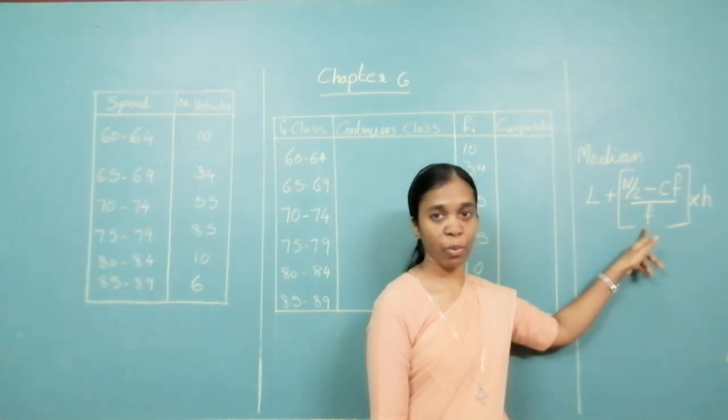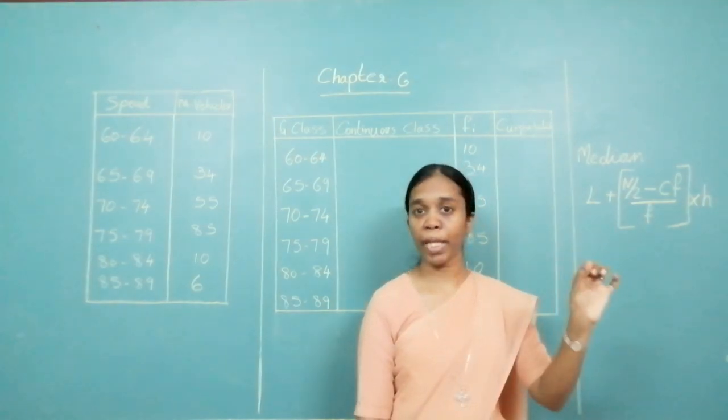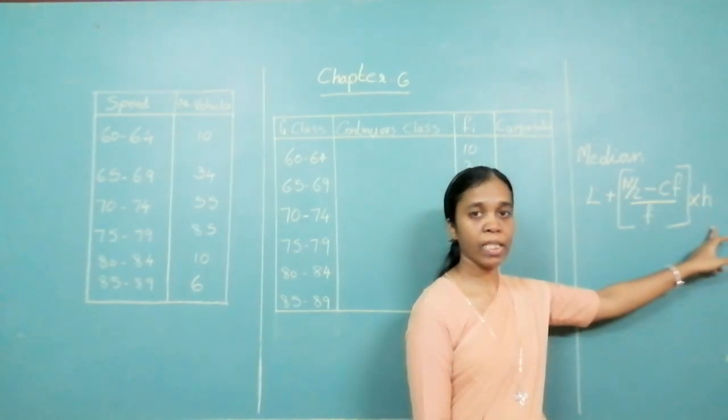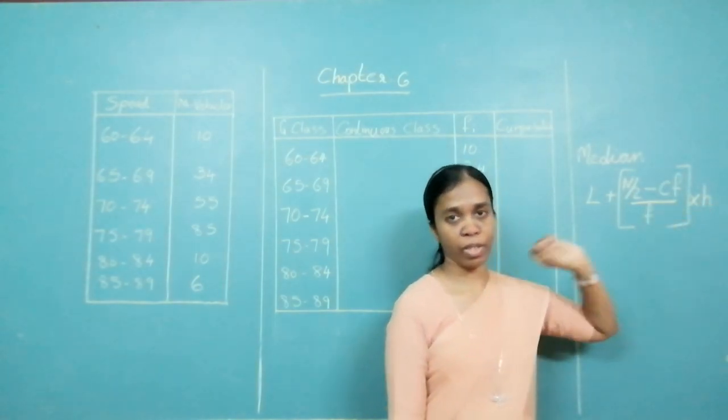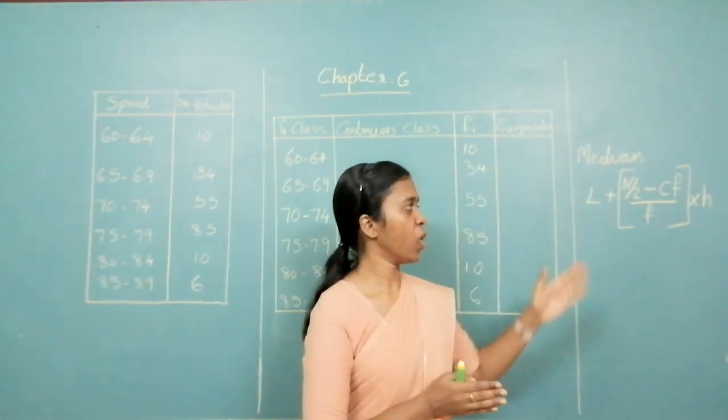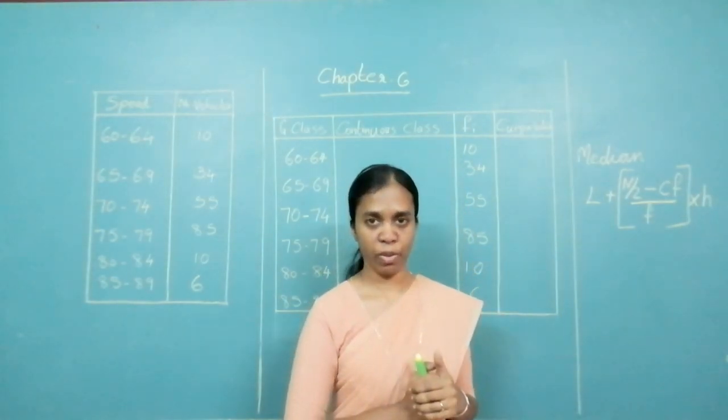F is the frequency of the median class, multiplied by h. H is the class width. Okay, is this clear to you? So let us see how to find out.